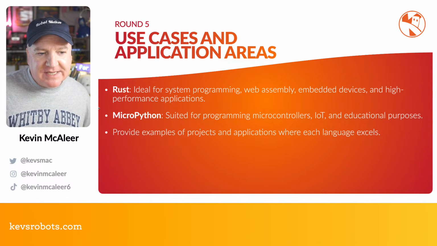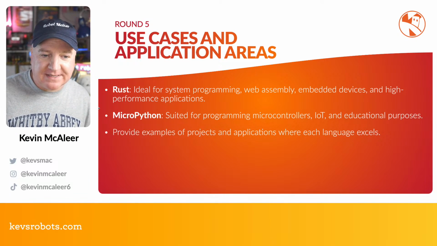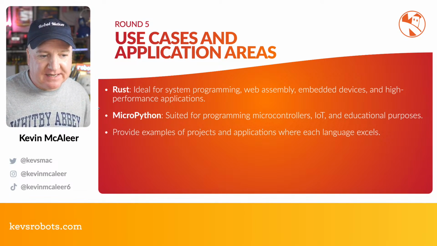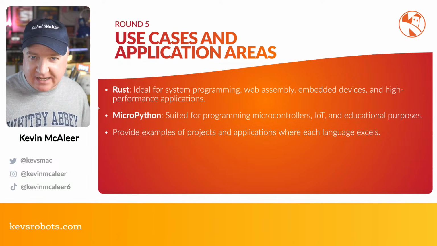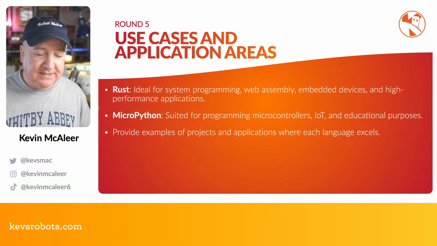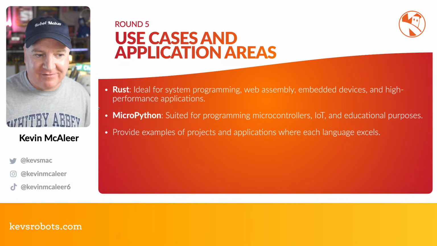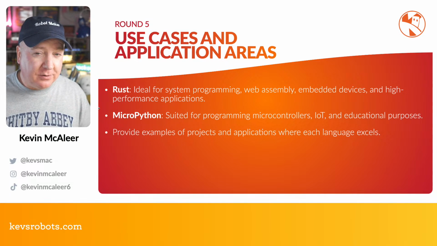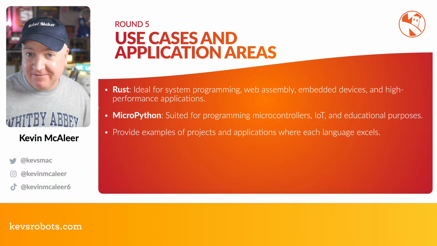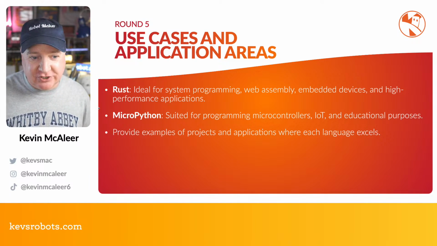So let's have a look at use cases and application areas. Rust is ideal for systems programming, WebAssembly, embedded devices, and high-performance applications. So again, efficiency and reliability is key for Rust. It's designed to be the current and the future way of writing programs. A lot of people that love Rust are really fanatical about their love of Rust, and that's because of the extra features that brings over languages like C and Java.